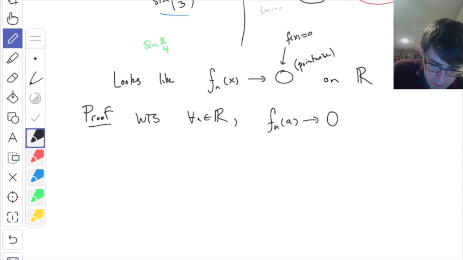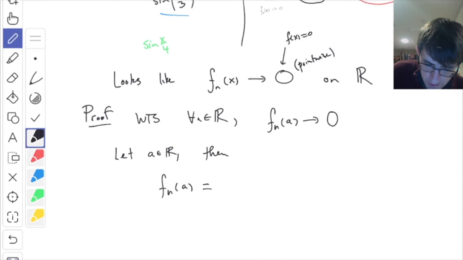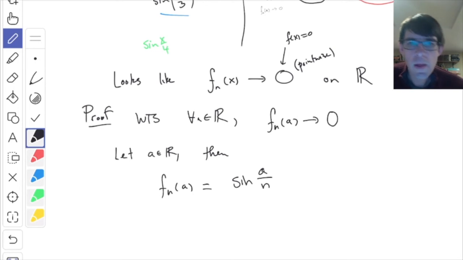Now, I would do this by saying let A be a real number. Then let's just write out what fn of A is. Well, it's sine of A over n, right? And can anybody say what happens to this? Just looking at the formula, I think you can tell. What happens here when n goes to infinity? I'm trying to see what this converges to when n goes to infinity.